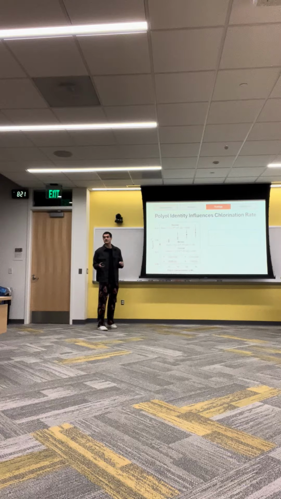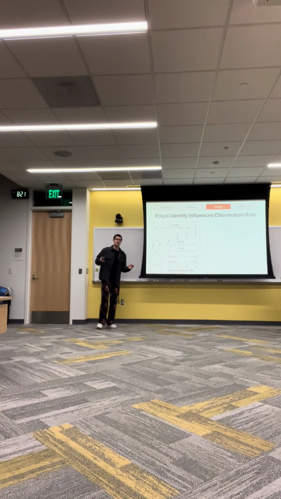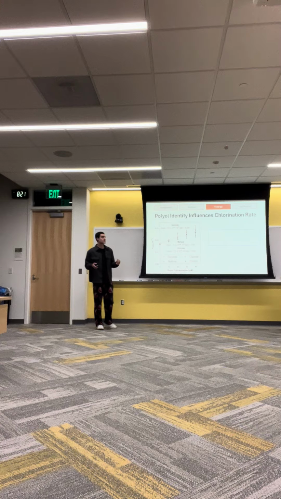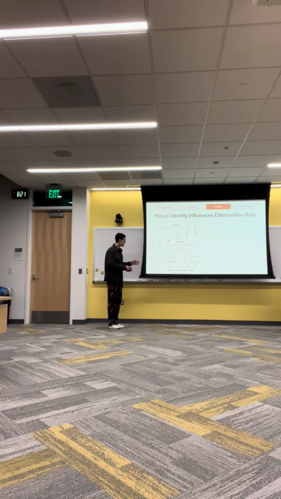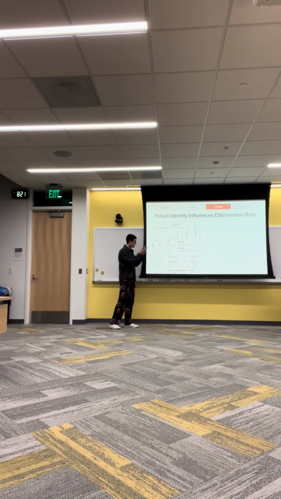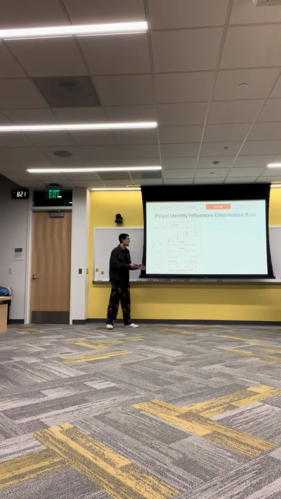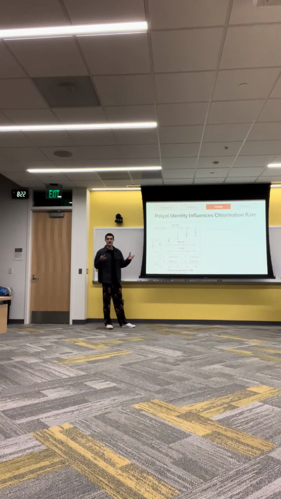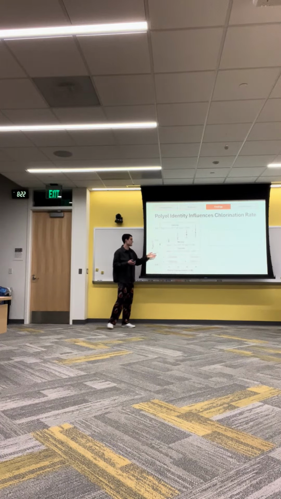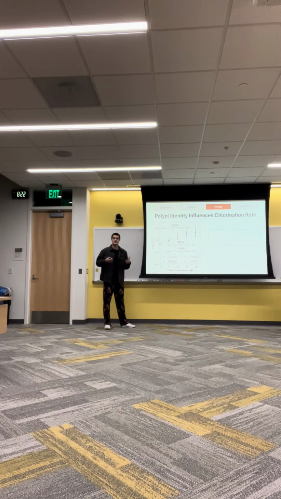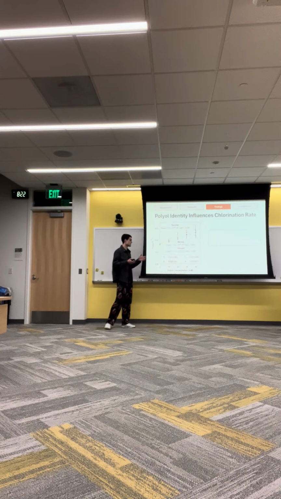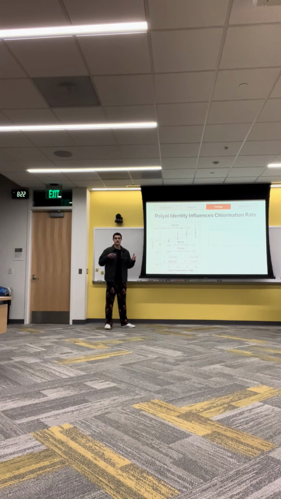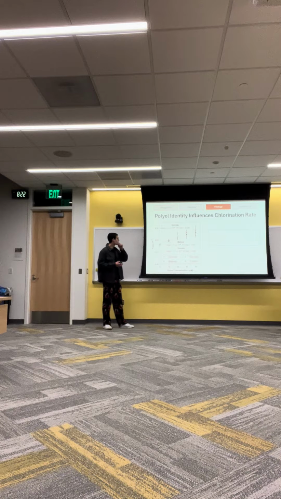All right, so now I'd like to get into findings. The first condition we looked into was polyol identity. And this graph here is showing chlorination rate as a function of polyol concentration. And the slope here can be seen as rate enhancement. So the more sensitive the slope is, the greater the rate enhancement. And I have 3 sugars on this graph: sucrose, maltose, and glucose. Sucrose has the most sensitivity towards polyol concentration in the chlorination rate.